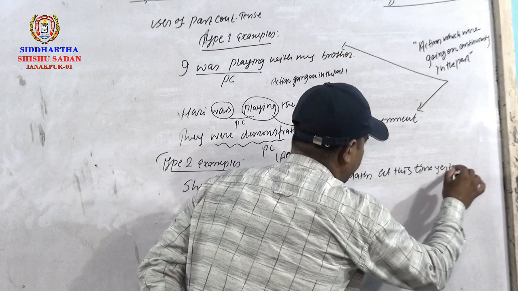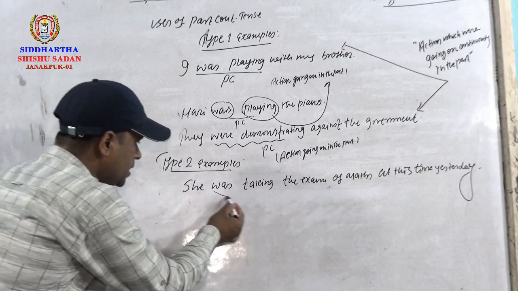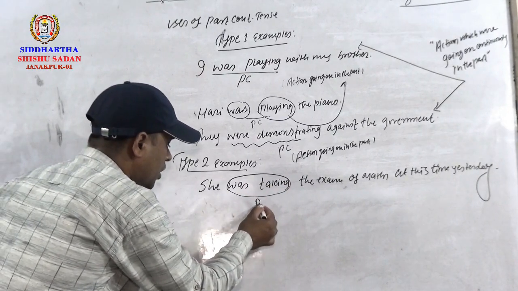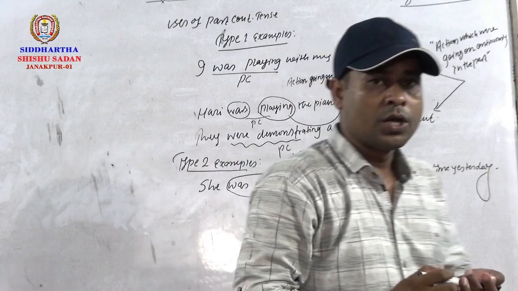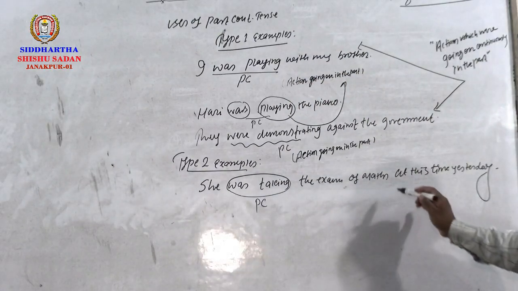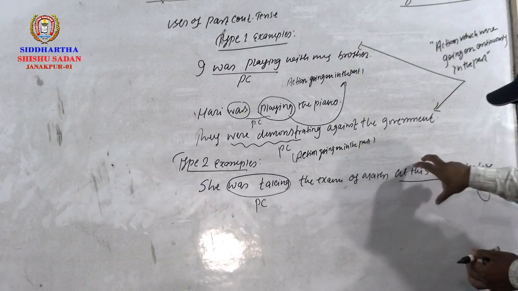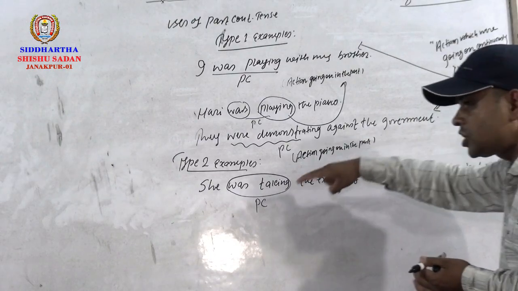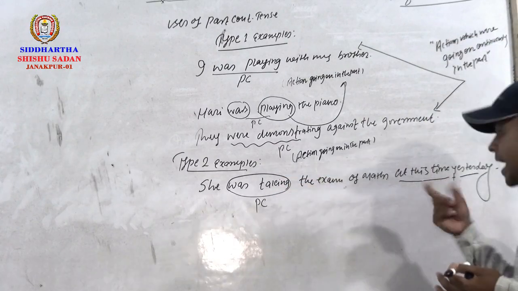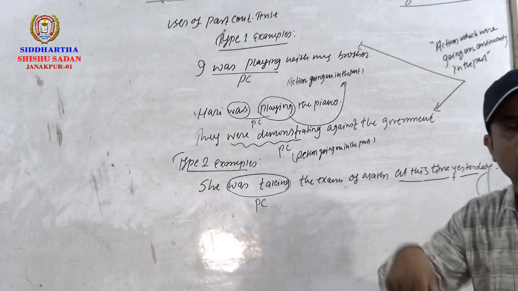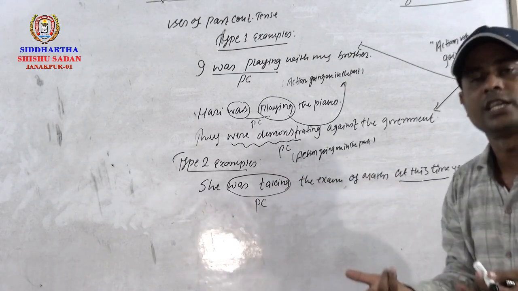Yesterday, dear students, now tell me again, what's the tense here? Past continuous tense. Why is it past continuous? It is because of at this time plus past time adverb. It tells that this action was going on continuously yesterday, at this time, 5 o'clock. At 5 o'clock yesterday, it was going on. She was taking the exam.